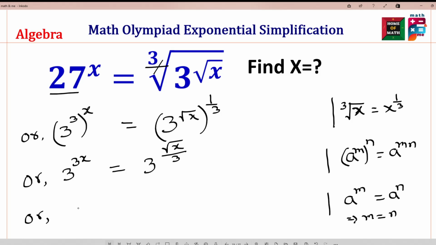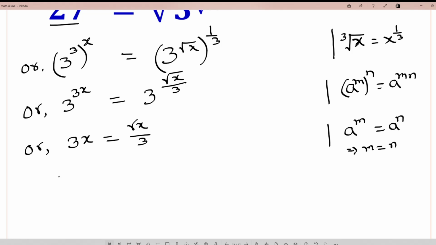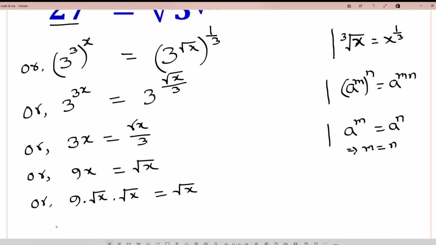So here we can write 3x equals root x divided by 3. If we multiply both sides by 3, we get 9x here, and here is root x. Now look, this x we can write as root x into root x, and here it equals root x.